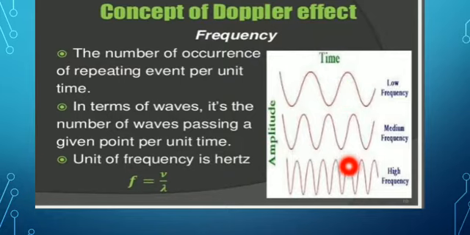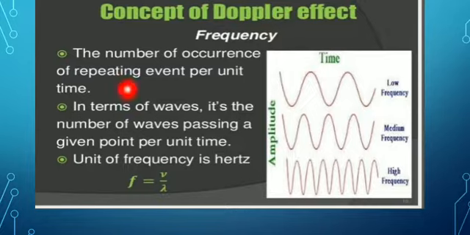The number of peaks is very high now. Yes, that's why this is high frequency. Therefore, frequency is the occurrence of a repeating event per unit time, or otherwise, in simple words, the number of peaks per second. That is the frequency, right?